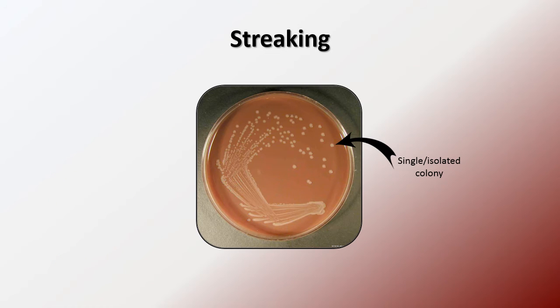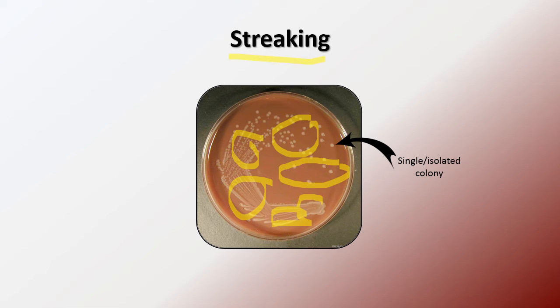Okay, this image shows a successful streaking. If you look here, this is your quadrant 1, quadrant 2, quadrant 3, quadrant 4, and this is supposed to be your zigzag. So usually you should be able to see a single isolated colony at quadrant 4 here, and then the zigzag.